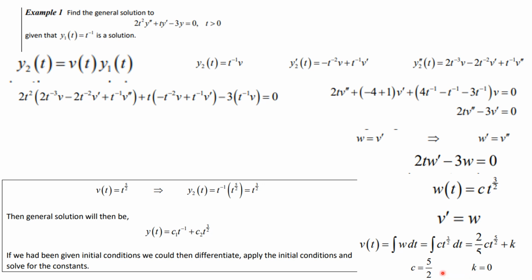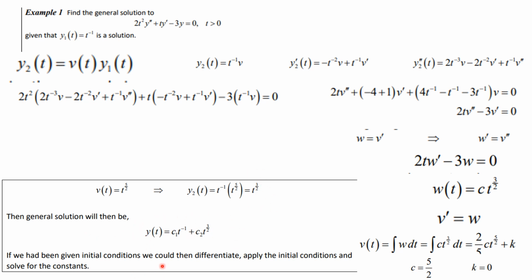and c to be what we get, c to be 5 halves. So I just will get that v of t is t raised to the 5 halves. And that means my second solution then, y2, is going to be t to the minus 1 times that, which is t to the 3 halves. Now that means we found a second linearly independent solution, and the general solution will be this.